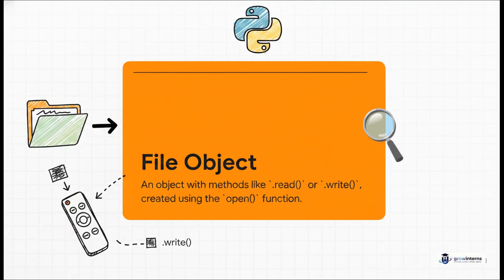So when you want to mess with a file in Python, you use the open function. But here's the thing. It doesn't just dump the entire file's contents into your code. That would be messy. Instead, it gives you what's called a file object. And the best way to think of this is like a remote control for that file. It's got specific buttons, right? A .read button to see what's inside, a .write button to change things. It gives you really precise control.